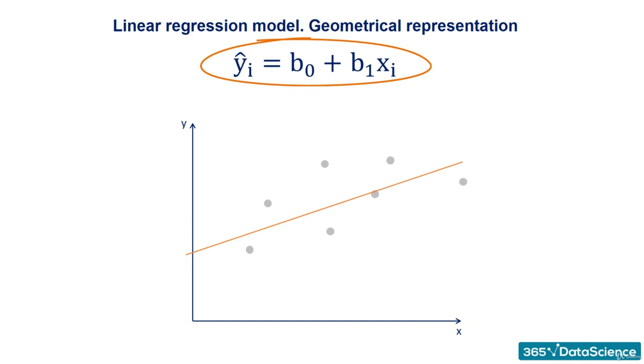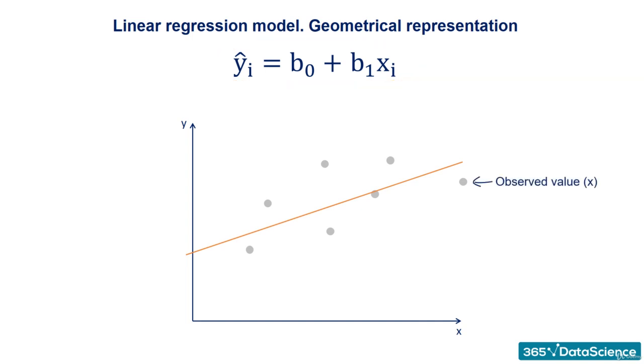The gray points that are scattered are the observed values. B0, as we said earlier, is a constant and is the intercept of the regression line with the y-axis. B1 is the slope of the regression line. It shows how much y changes for each unit change of x.